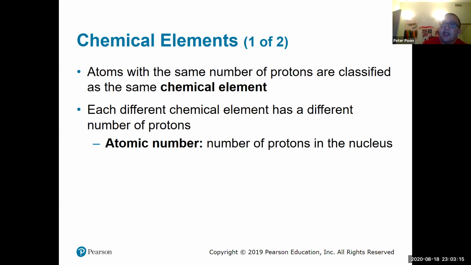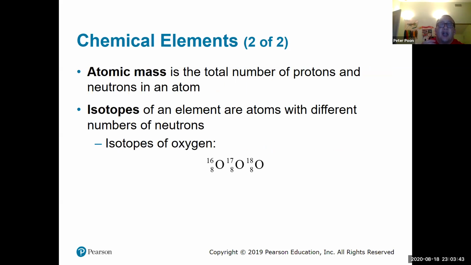Atoms with the same number of protons are classified as the same element. They react similarly in chemical reactions. Therefore that number is really important, and that number is called the atomic number. The atomic number tells you properties of that element, and that atomic number is due to the number of protons.